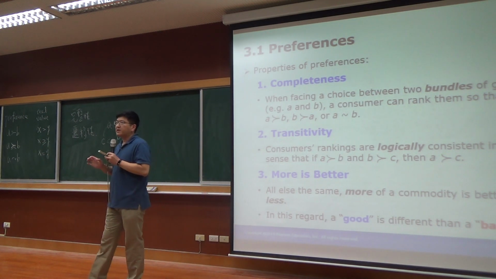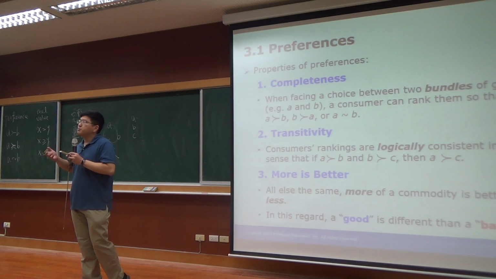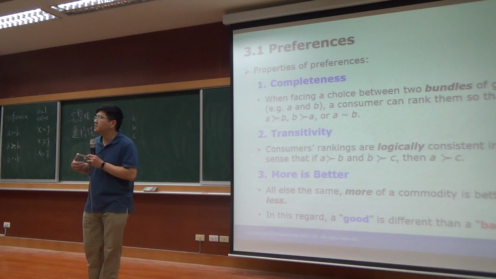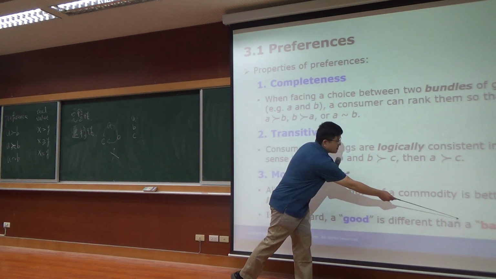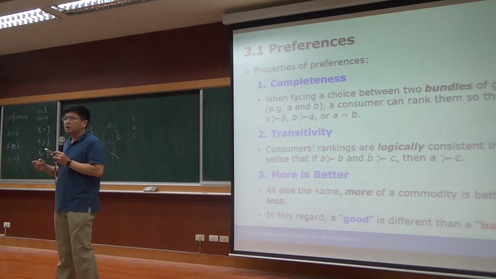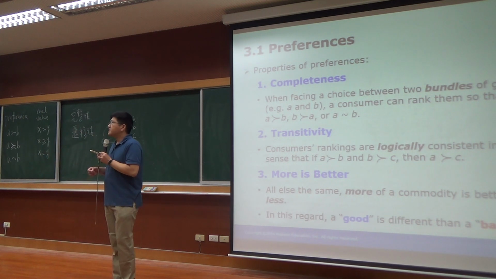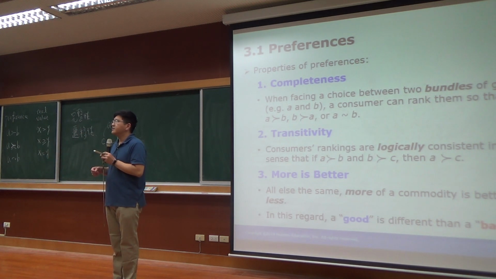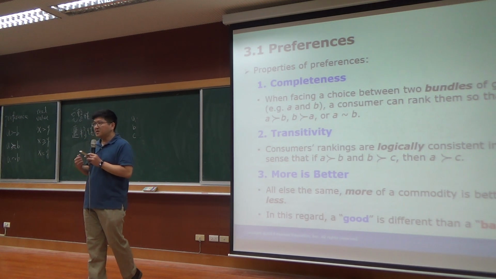A good is something we like. But there must be something we hate or something we dislike, right? And we call that kind of thing a bad, like pollution. We don't like pollution, okay? So maybe someone just doesn't like, for example, mushroom. I don't like mushroom, so mushroom is something bad to me.